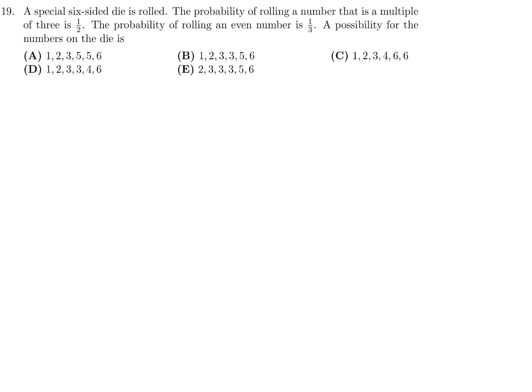A special 6-sided die is rolled. The probability of rolling a number that is a multiple of 3 is a half. The probability of rolling an even number is a third. A possibility for the numbers on the die is. Okay, so the probability of rolling a number that is a multiple of 3 is a half. A half is the same as 3 over 6.